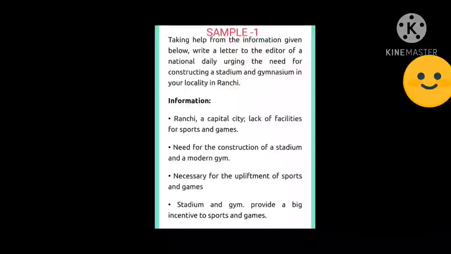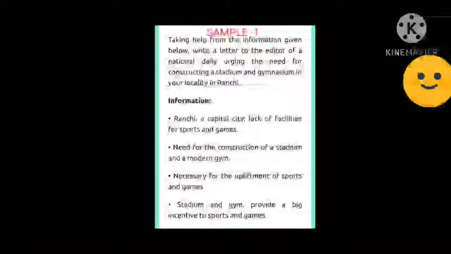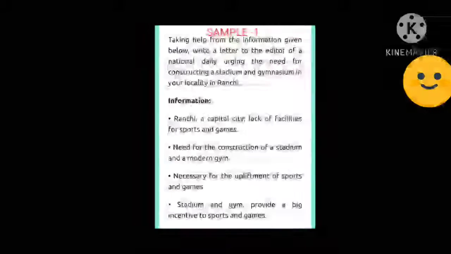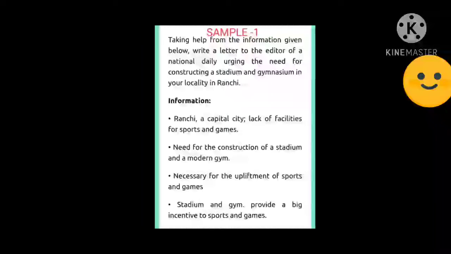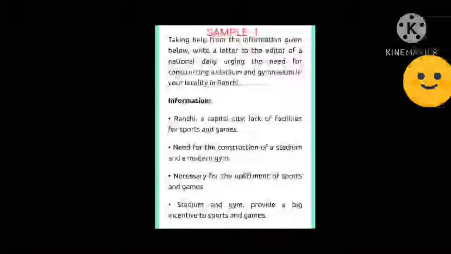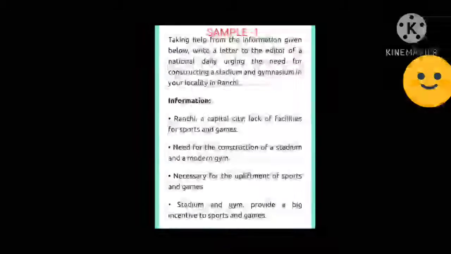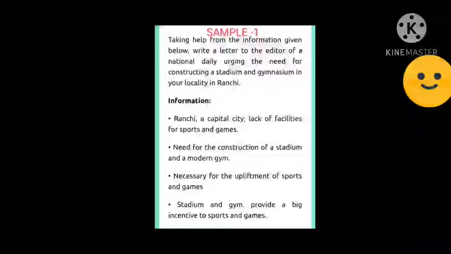See the question: taking help from the information given below, write a letter to the editor of a national daily urging the need for constructing a stadium and gymnasium, means gym, in your locality in Ranchi. So, questions will usually be given like this in the examination and they will give you some clues or value points also, which help you to draft the letter. You can include these points as and where required.